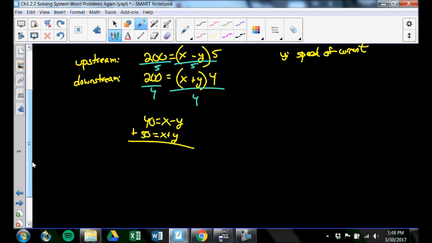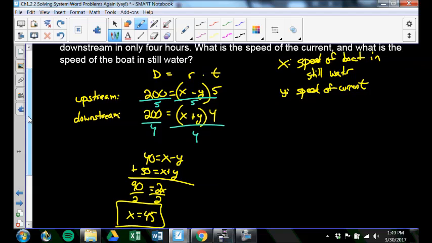And don't do this too haphazardly. People make a mistake here. X plus x is 2x, not just 1x. X plus x is 2x. 40 plus 50 is 90, and the y's are gone. Divide both sides by 2. X equals 45. The boat can go 45 miles per hour, which is pretty fast. I mean, not crazy fast, but pretty fast.